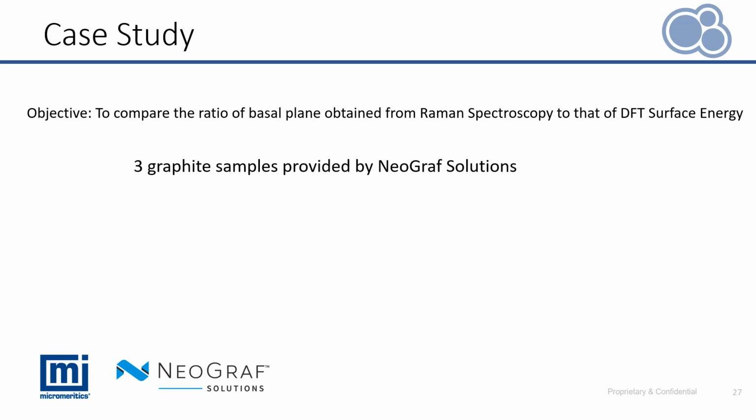Three graphite samples were provided by NeoGraph Solutions. NeoGraph Solutions is a graphite and graphene manufacturing company with 140 years of history, and they are a leading graphite solutions manufacturer of natural and synthetic graphite films and foils, as well as a variety of graphite powders, including natural graphite, expanded natural graphite, synthetic graphite, and graphene nanoplatelets. Their applications are in many fields, including but not limited to consumer electronics, electric vehicles, renewable energy, and alternative energy.